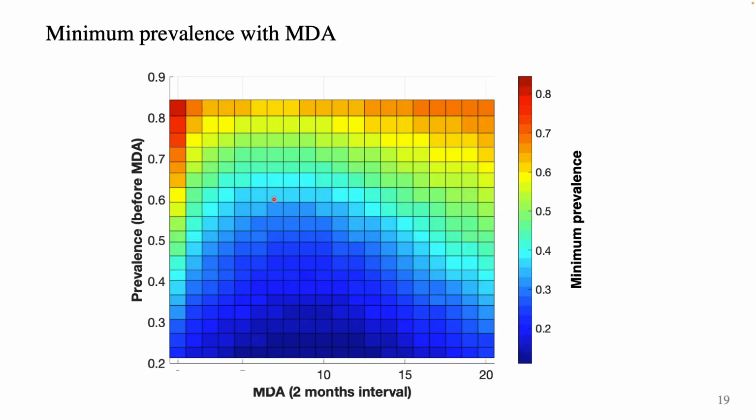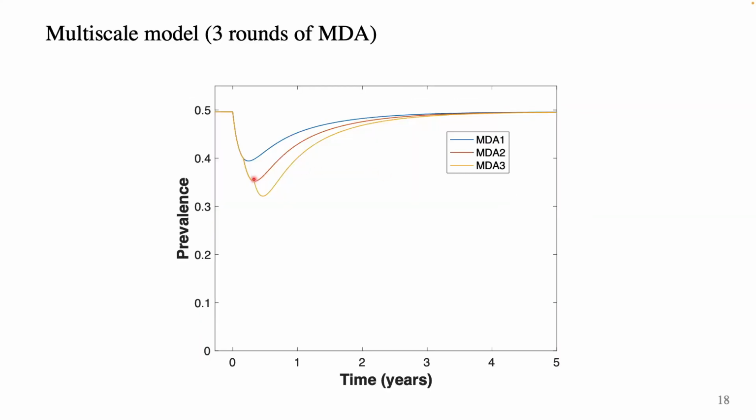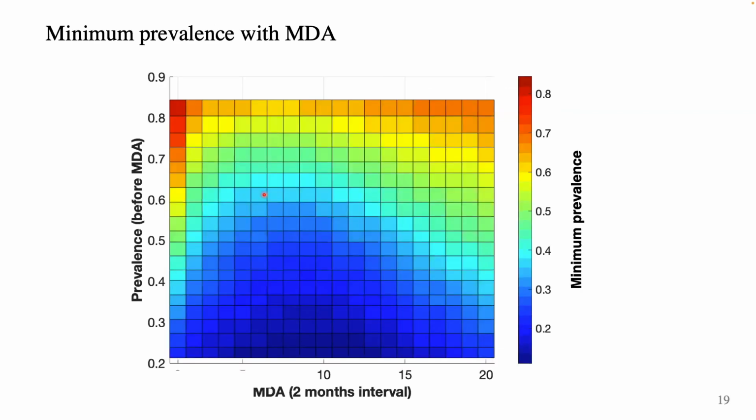As you can see, for an initial number of MDAs, say up until 8 or 9, the prevalence decreases, but then it increases. So why is that? We wanted to have a look at the time series. Just to give you an idea, the heat map shows the minimum prevalence after each MDA. This is the minimum prevalence after 2 MDAs, and this is the minimum prevalence after 3 MDAs. And this is the overall minimum prevalence after 20 MDAs for different steady-state prevalences.